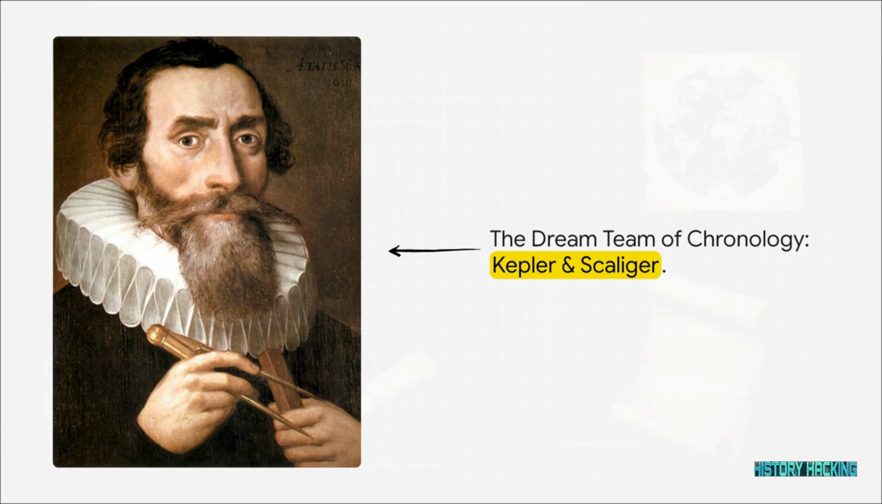So who were the original programmers? Meet Joseph Justus Scaliger and the astronomer Johannes Kepler. Back around the year 1600, they basically got the job of writing a universal chronology. To do it, they used the stars as a master clock, linking historical events to eclipses. They wrote the foundational code for the operating system we still run today.